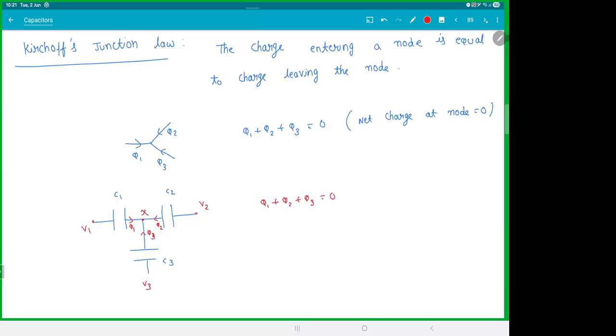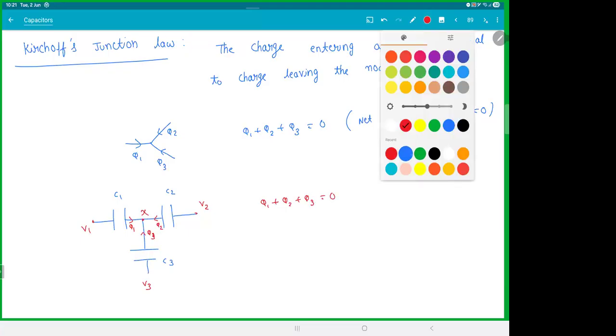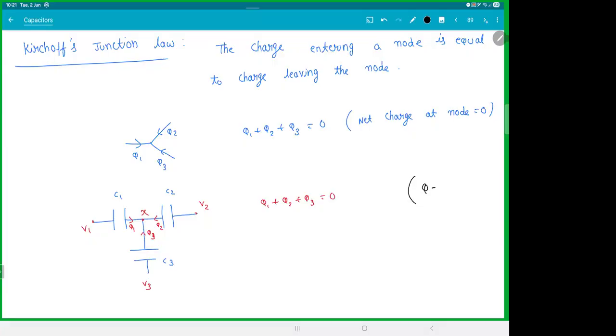Now listen to this. This is the very simple one. We know from the capacitor that Q is equal to CV, where V is the potential difference. So what is Q1? Charge is coming from V1 to X. So we'll assume V1 is greater than X. So capacitance C1 into potential difference V1 minus X. Are you clear how I wrote Q1? Charge in a capacitor is capacitance into potential difference across the capacitor. Charge always flows from higher to lower potential.